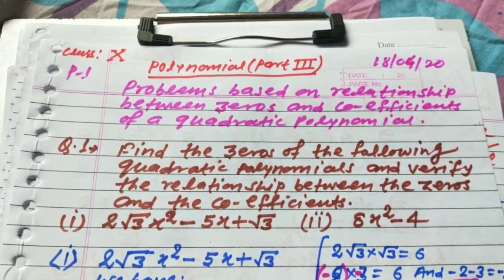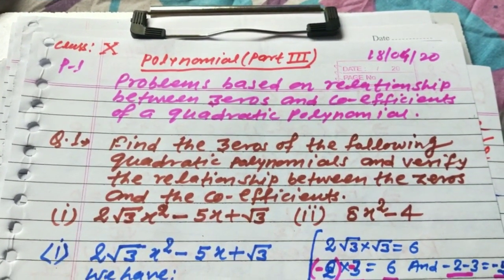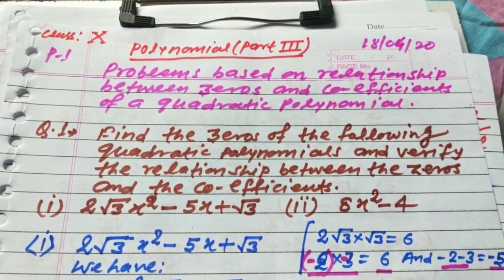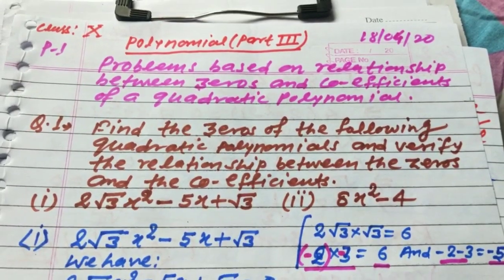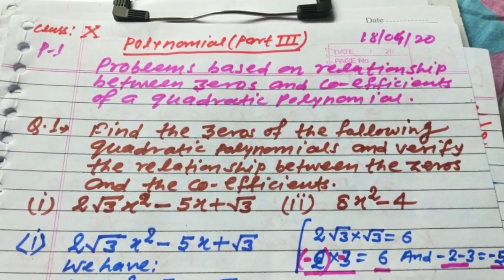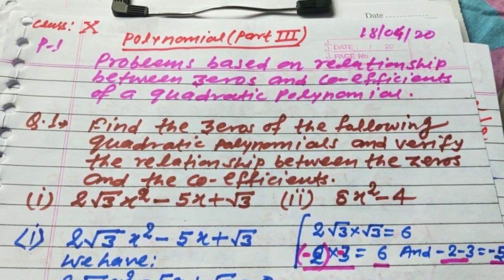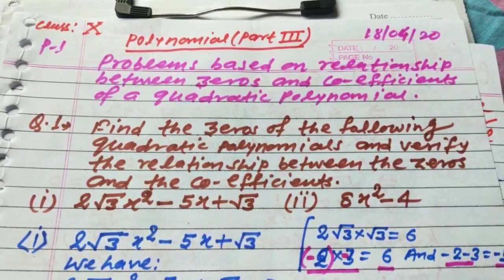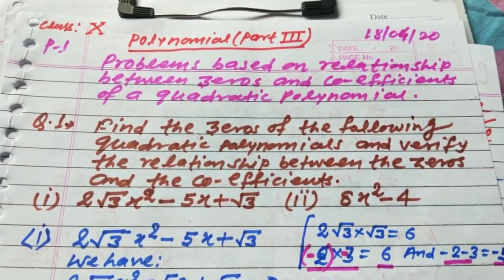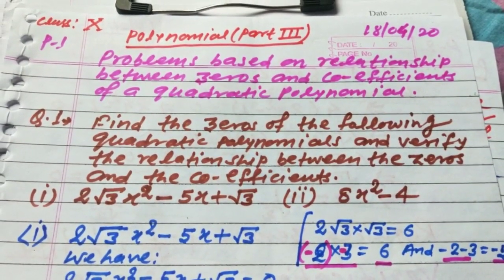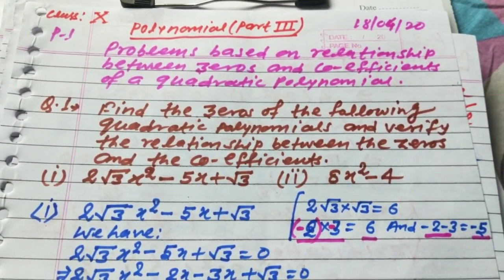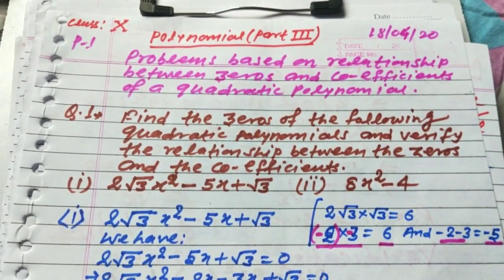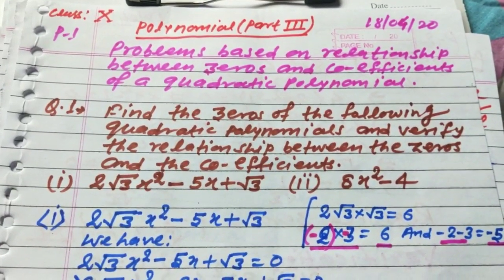Today I am here with the third part of your chapter Polynomials, and today we will discuss the problems based on the relationship between zeros and coefficients of a quadratic polynomial. And these questions are also given in your textbook.